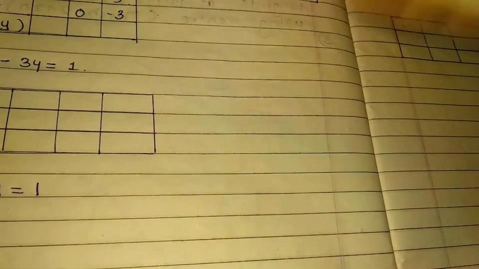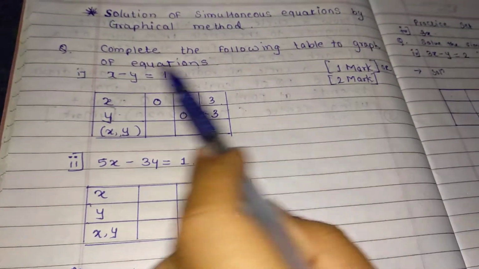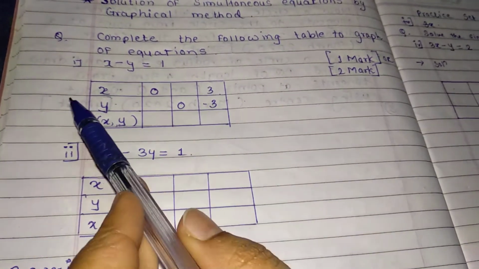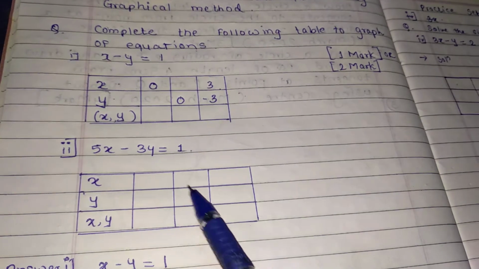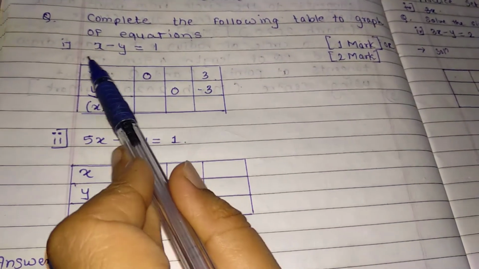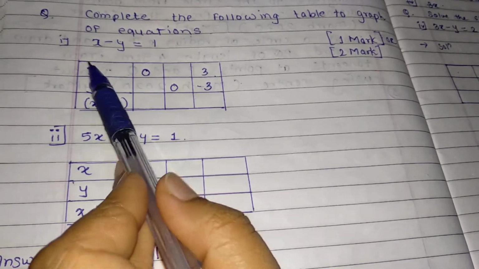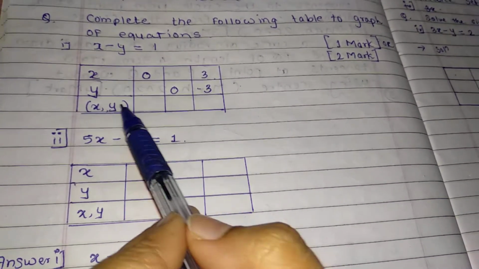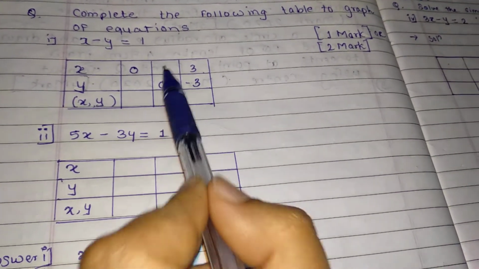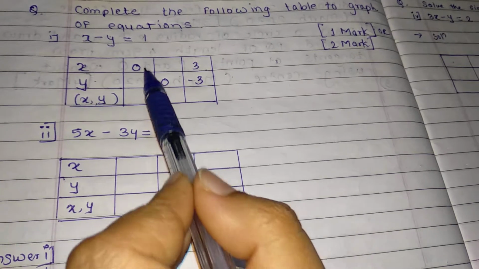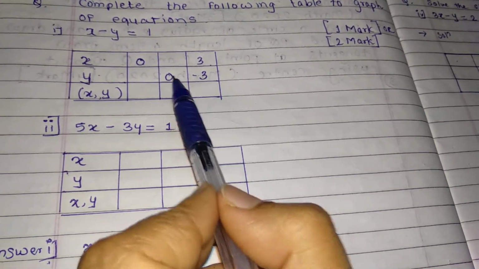First we are going to do this activity question: complete the following table to draw the graph of the equation. I will explain the first one, and the second one is for your homework. So how to do this? Equation number 1 is given: x minus y equals 1, and below that they gave you this table, in which there are some empty boxes. You have to find which values will come in those empty boxes. That question might be for 1 mark or 2 marks. So how to solve that?